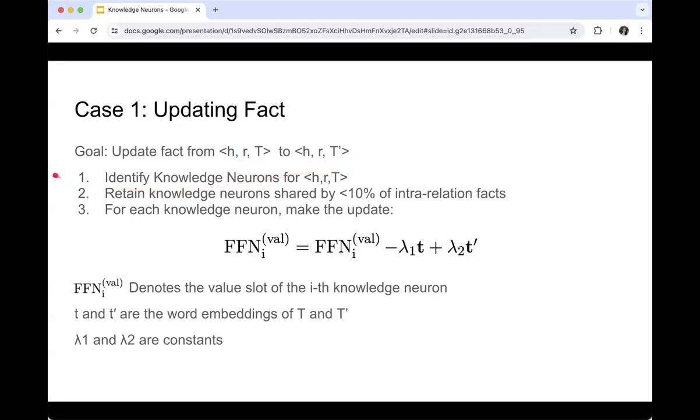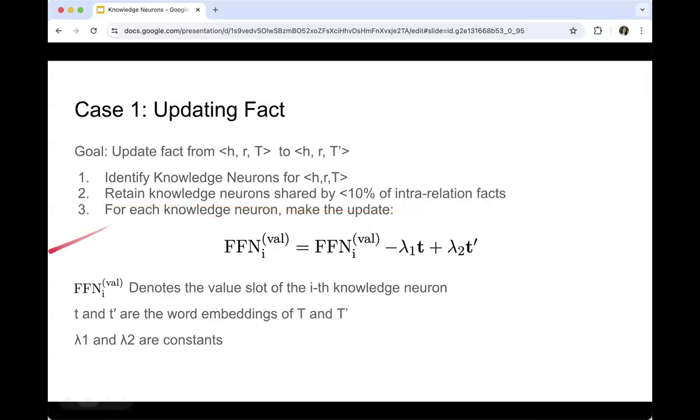Step 1 of the proposed procedure is to identify the knowledge neurons for the original fact. Step 2 is to keep the knowledge neurons shared by less than 10% of intra-relation facts. Intra-relation facts are fact pairs that share the relation R. And the purpose of doing this step is to reduce the influence that our edit has on other head-tail pairs with the same relation. So we want to affect those facts as little as possible, so we only retain knowledge neurons that are shared by less than 10% of the intra-relation facts.